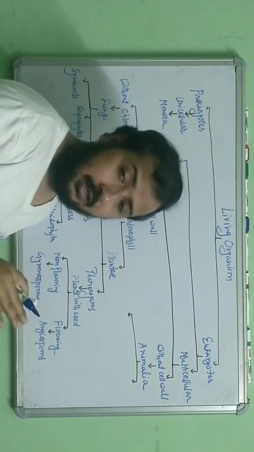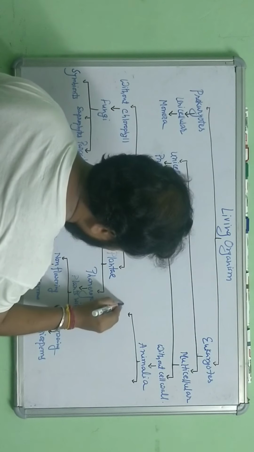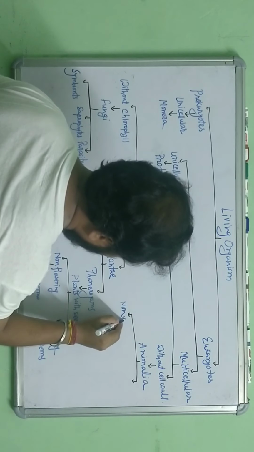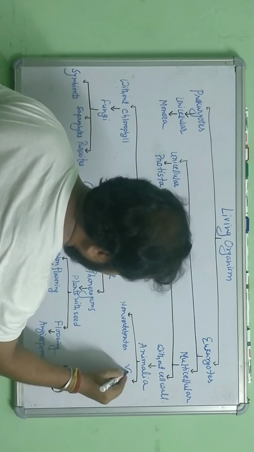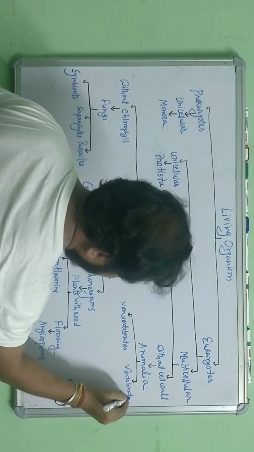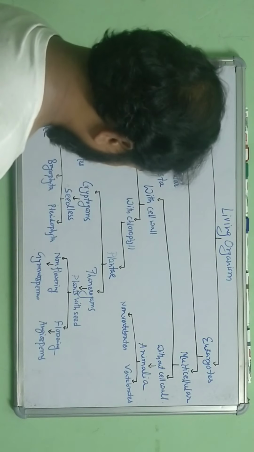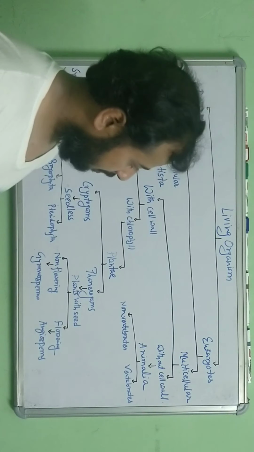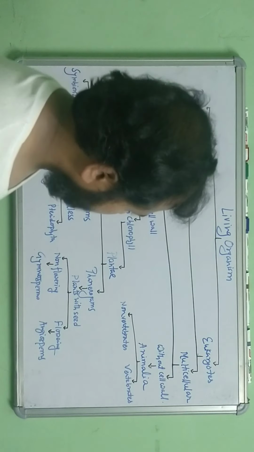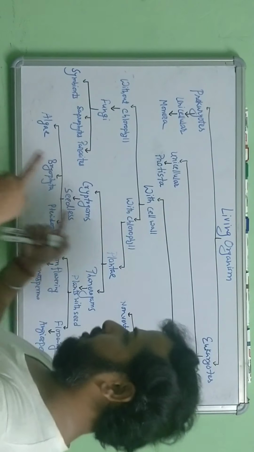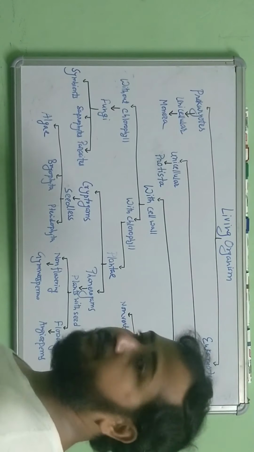If we see these in accordance with evolution, first come the non-vertebrates, and then the vertebrates. Non-vertebrates and vertebrates. Okay, so this much is enough for you. Many more divisions can also be made, but those are not required for you. This much is sufficient.